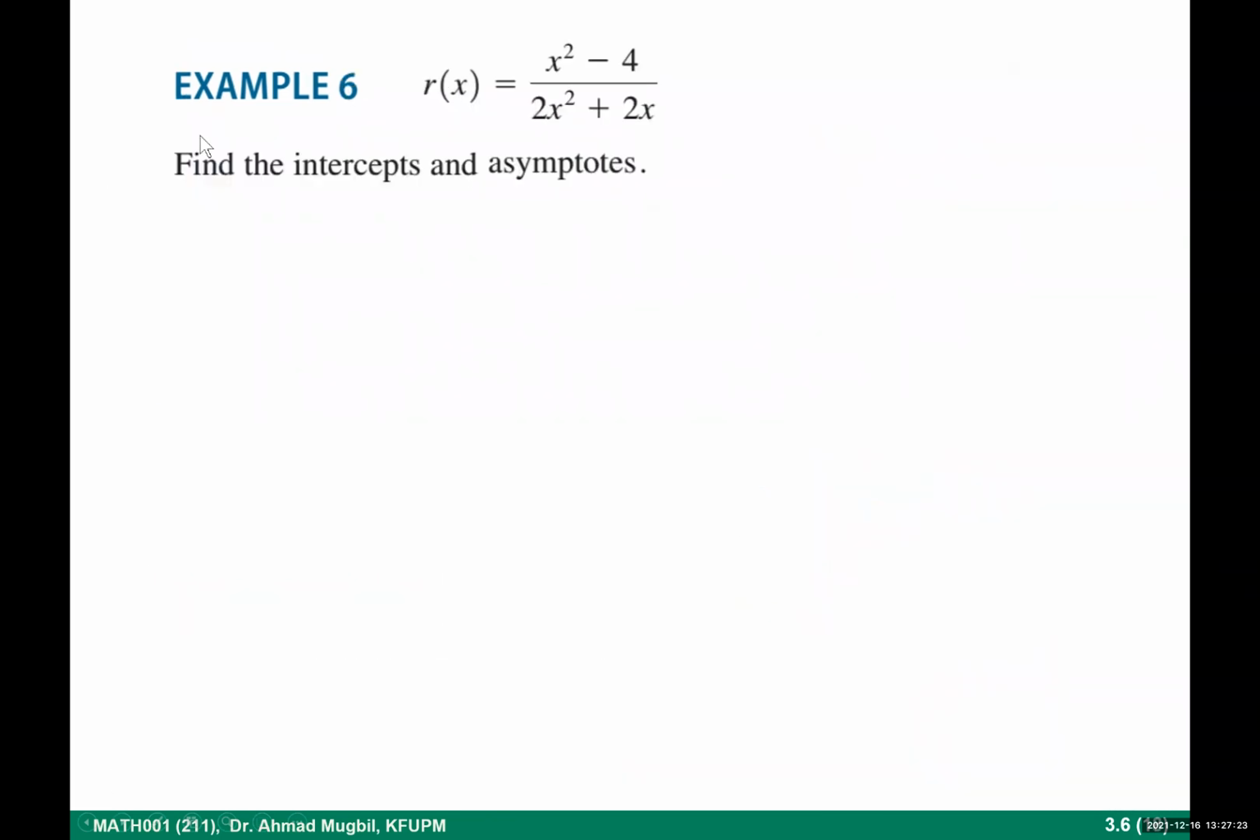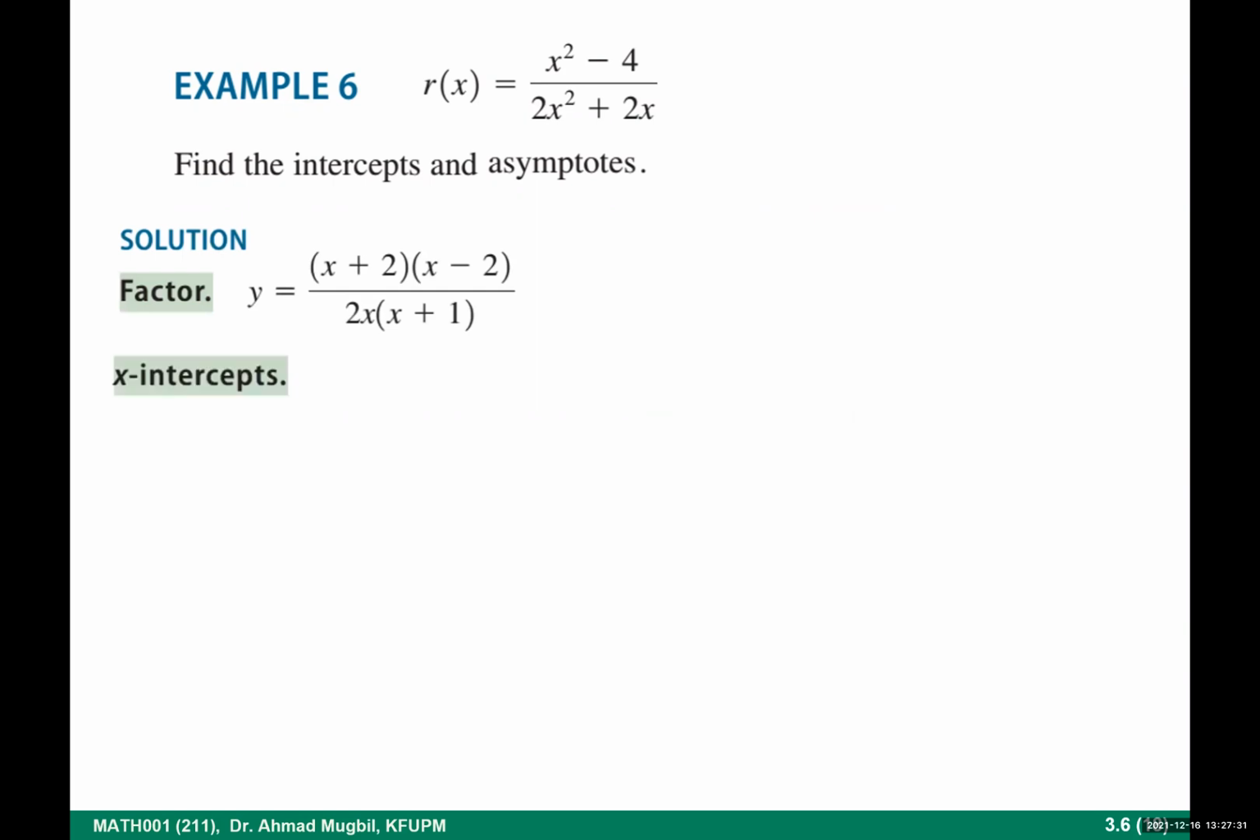Another example. We need a new type of example. Oh, it is the same. Okay, the intercepts, you will factor. The intercepts, what are the x-intercepts? What? Rashid. The x-intercepts. Both y equal to 0. Here, y equal to 0. So the numerator, the zeros of the numerator.